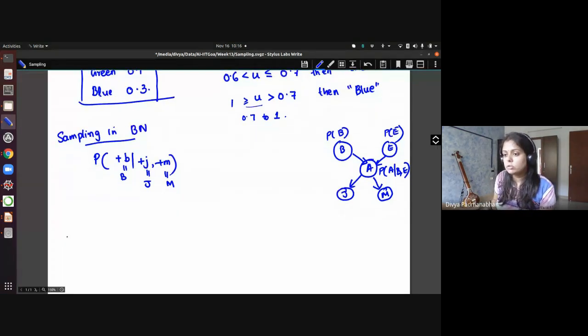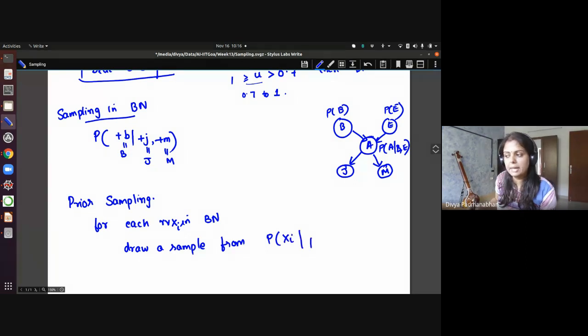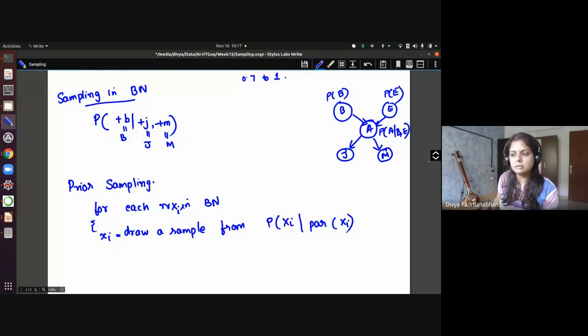This is called prior sampling. This is the most natural approach that you can think of. The algorithm is like this: for each random variable in the Bayes net, let me call this Xi, you draw a sample from the probability of Xi given the parents of Xi. We'll call this small xi. And you keep doing this till you have exhausted all the random variables in the network.